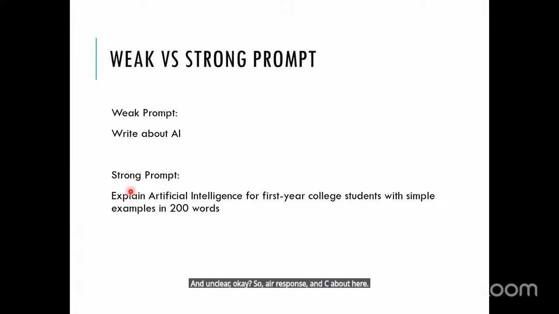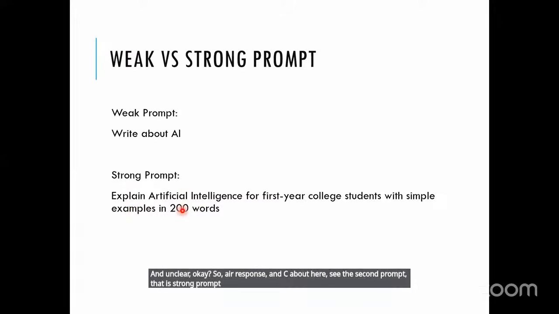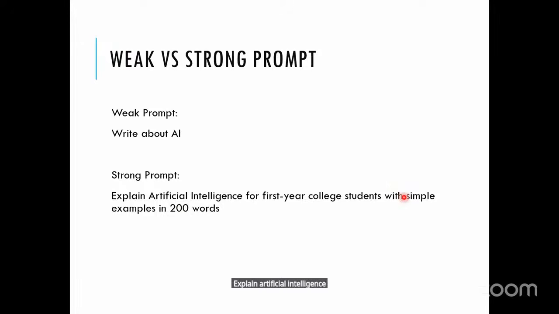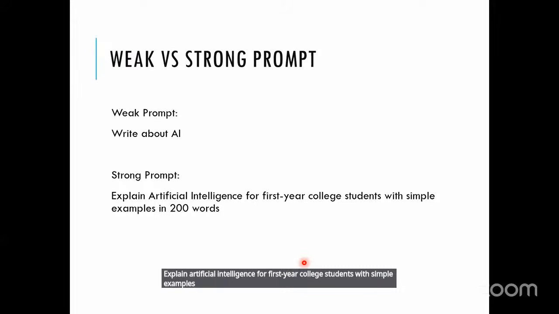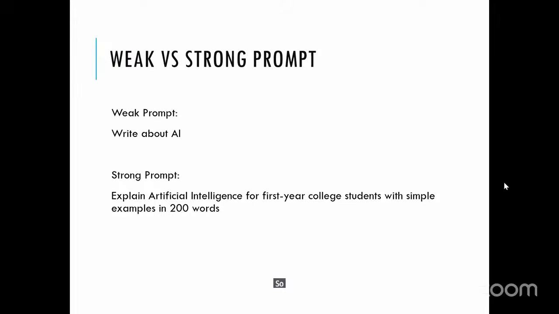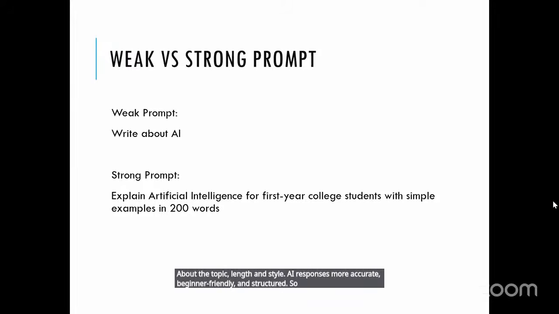See the second prompt, that is the strong prompt. Explain artificial intelligence for first year college students with simple examples in 200 words. So this is a strong prompt. Strong prompts clearly specify the audience, the topic, length, and style. The AI response is more accurate, beginner friendly, and structured. So that's the difference between weak prompt versus strong prompt.